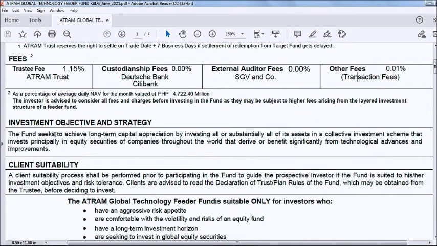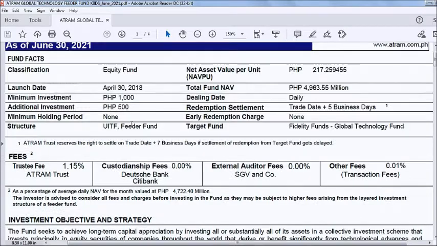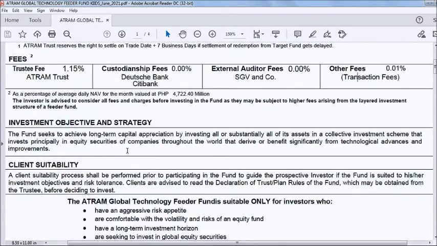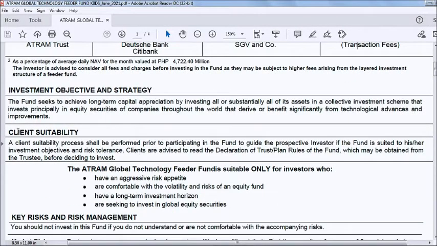So, I think it's also important to know the investment objective and strategy of this particular fund, which is the ATRAM Global Technology Feeder Fund, so that as an investor you are also aware. Next, let's talk about the client suitability.